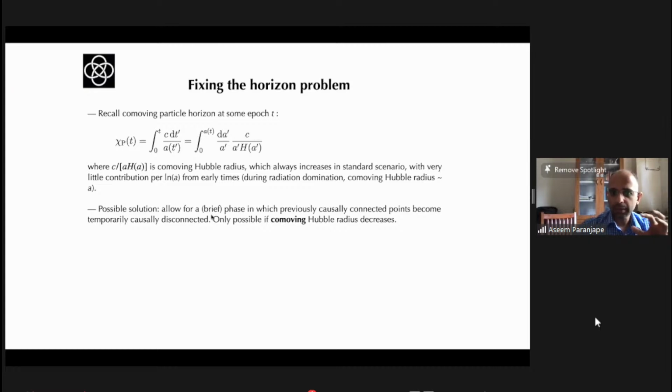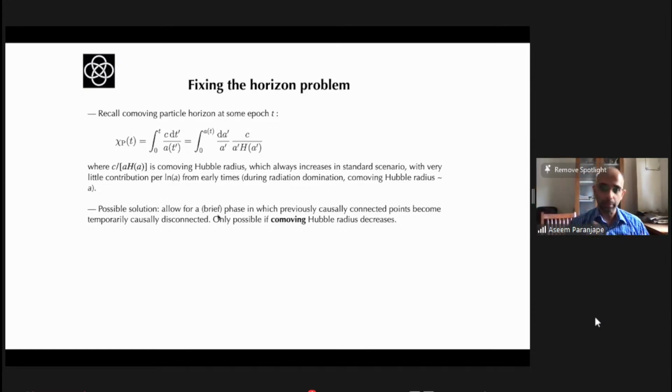Maybe in such an epoch, you can allow for a phase in which previously causally connected points become temporarily causally disconnected. Imagine if such a thing were possible. Then why is this useful? Because then it would mean that temporarily these patches became causally disconnected, and in the meantime you can change the distance between these patches by a large amount, and then eventually the radiation dominated phase will come in, and the patches will again become causally connected, as light travels out further and so on.